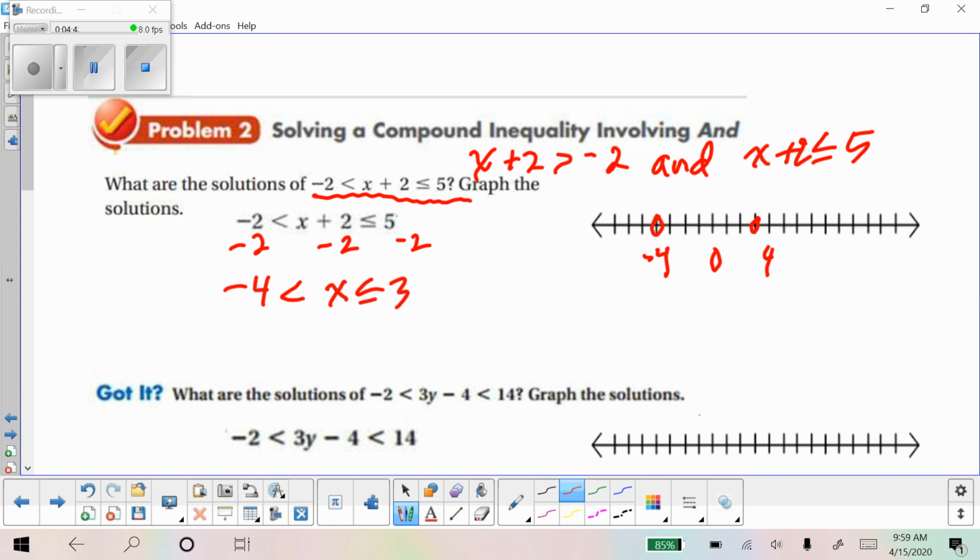And so 3 would be right there and would be a closed circle. And then it's everything in between. All right. Why don't you go ahead and try the next one? It'd be a good time to pause here, see if you can do it.